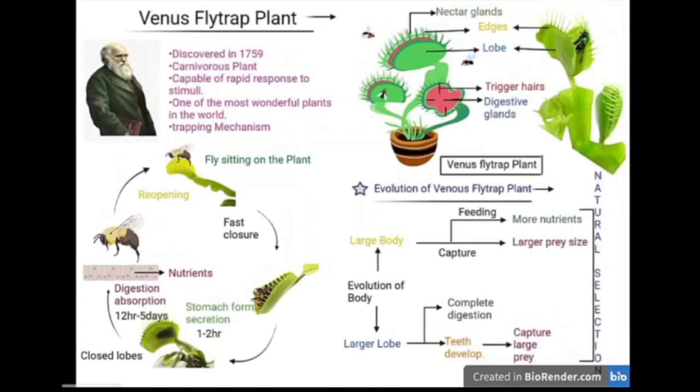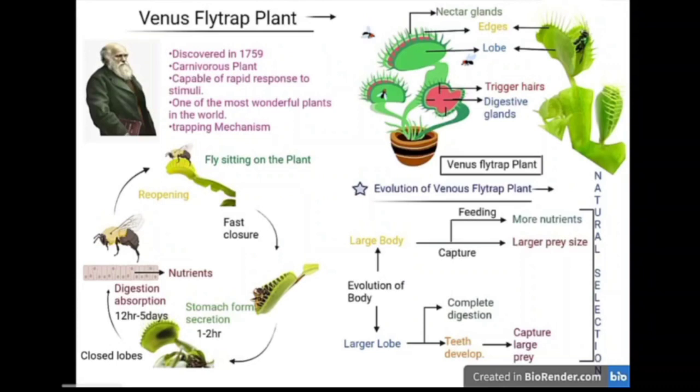Today I am going to describe the topic Venus flytrap plant and its role in evolution and natural selection. So, we all are living in nature. In nature, both biotic and abiotic components are present, but plants are the most important biotic factors in nature.